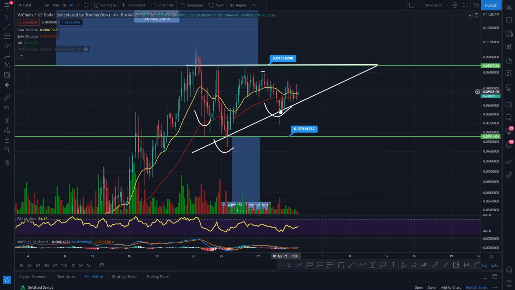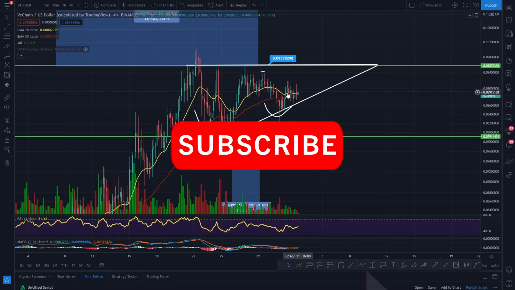Onwards and upwards. But just to clarify, Vechain's looking really fair. You're above the EMAs there. You're above the EMAs.